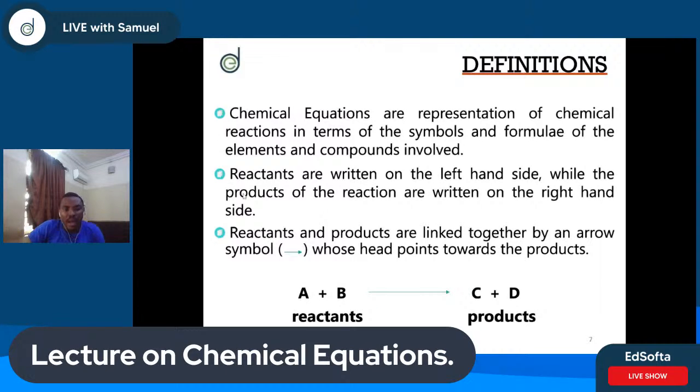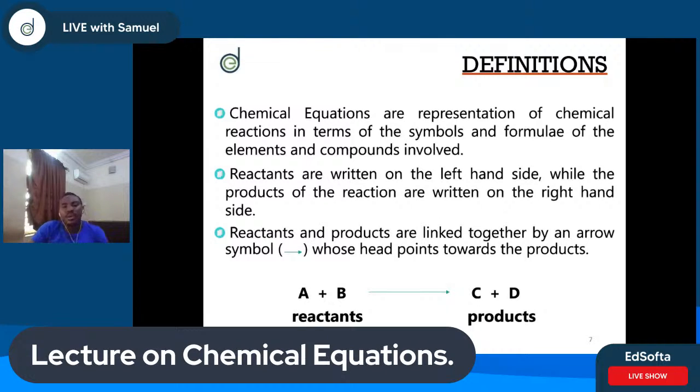Now, an example of a chemical reaction is A plus B gives C plus D. The things that come together to give us these new substances are called the reactants, while the substances that are created, the substances that are made, are the products. That's C plus D.